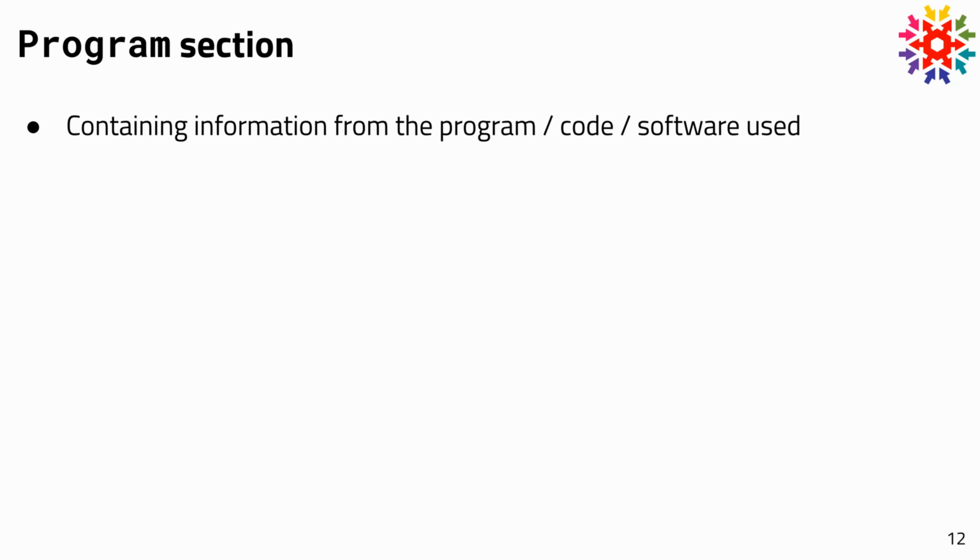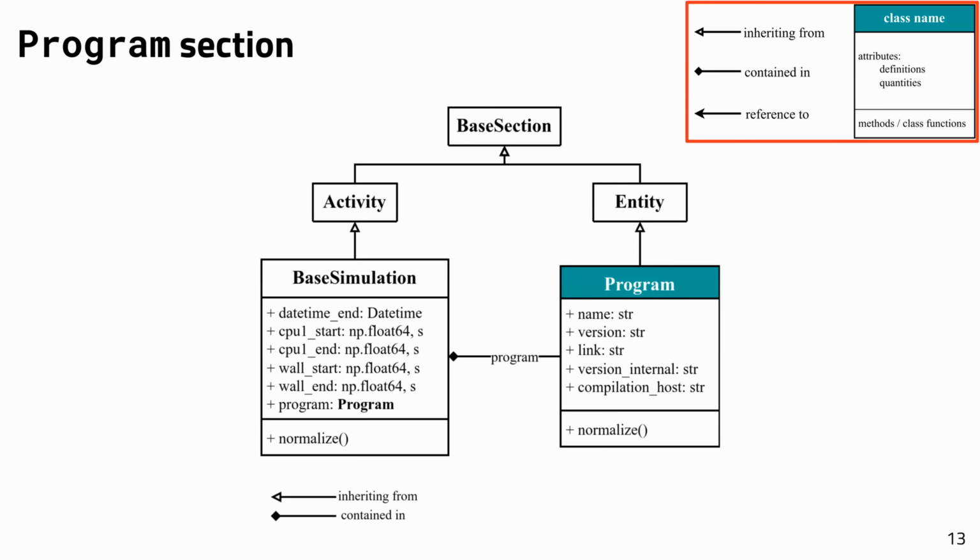And also versioning, and you can specify more things. The UML diagram looks like this. Now, if you look on the left, this is the simulation, so the base simulation section. And if you see now, there is another of these boxes, which is an entity, actually a program, which is contained in it. That means it's a subsection of that. In this case, program has information about the name, which is string, version, and other stuff. And this can be extended as well with more information. But this is this model, and of course the normalized.